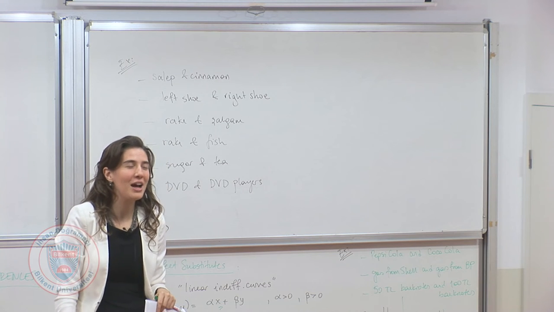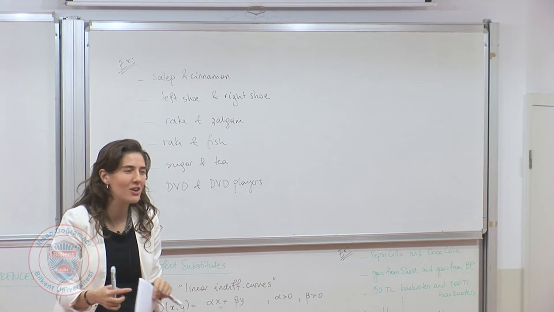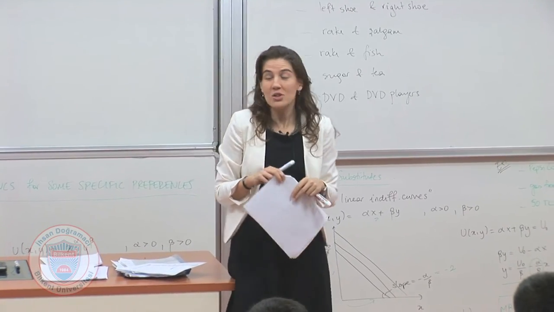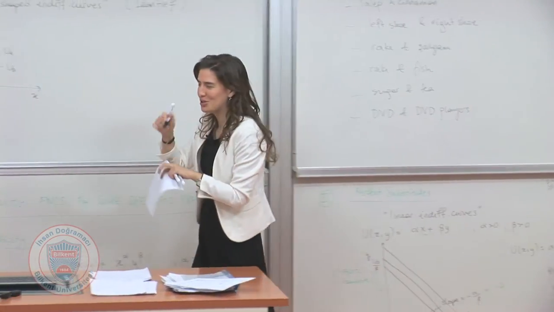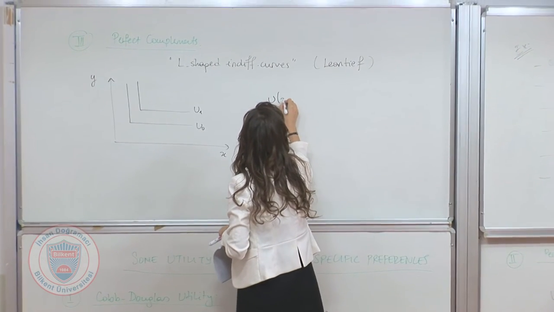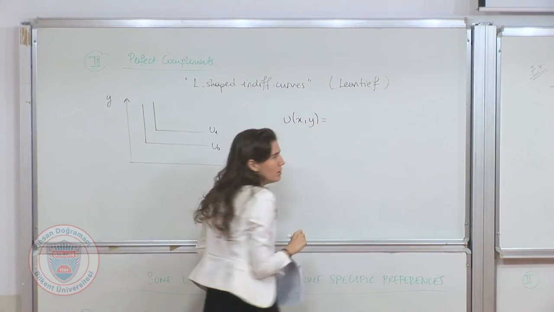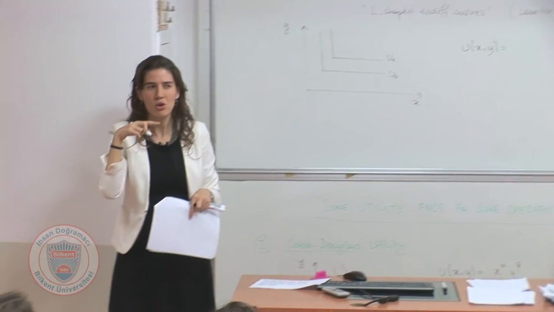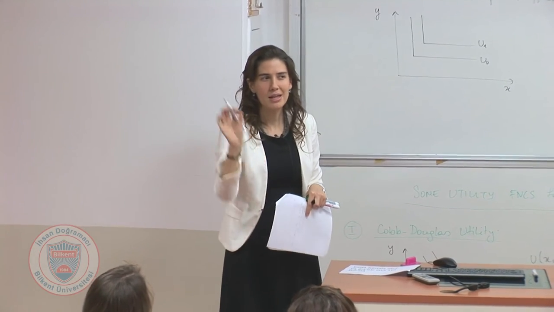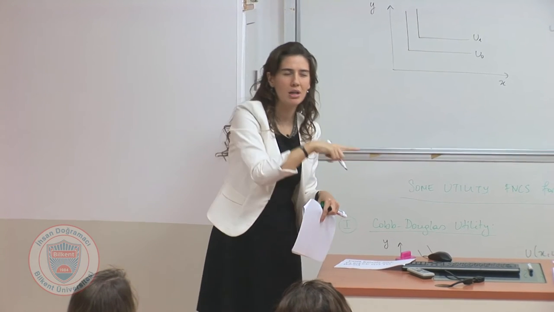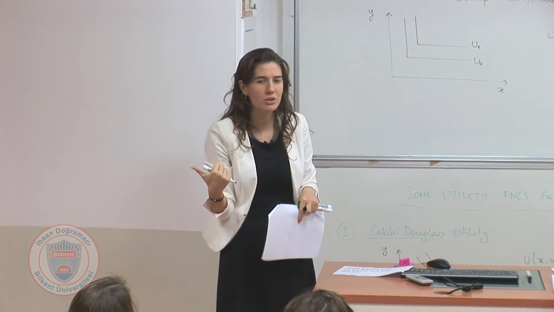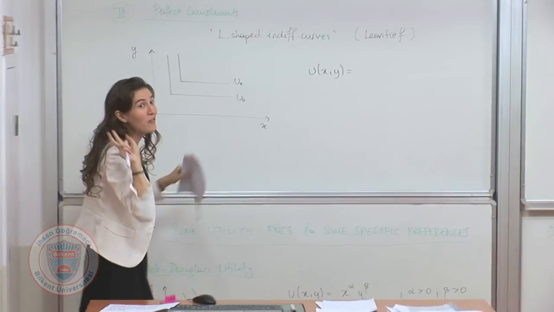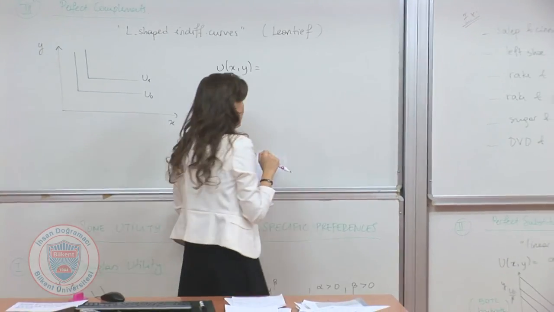So actually, suppose I have another right shoe. Do you think it would matter? No. So how can we write down this utility function? What does that mean? If I have one left shoe and one right shoe, let's say I get some utility. I have one left shoe, two right shoes. I should get the same utility, right? So here is, via math, how we can show this.